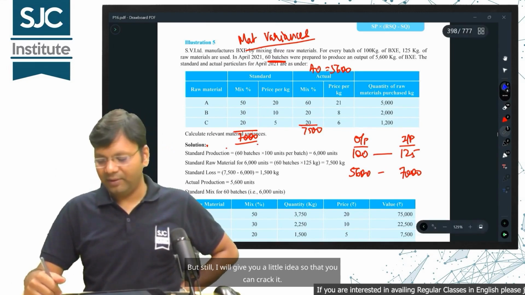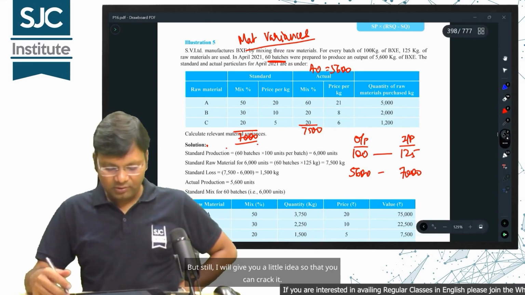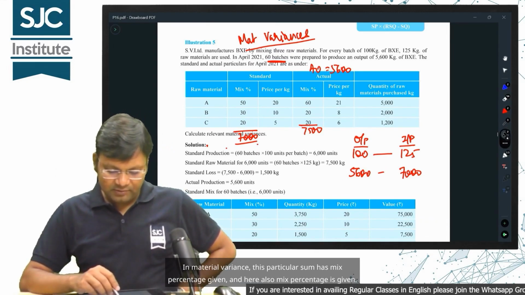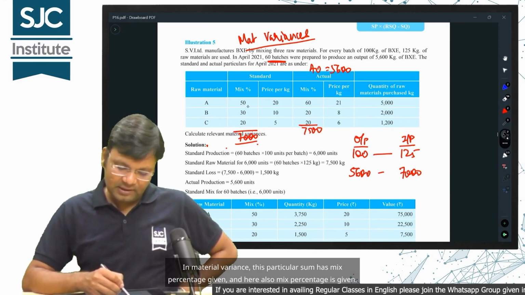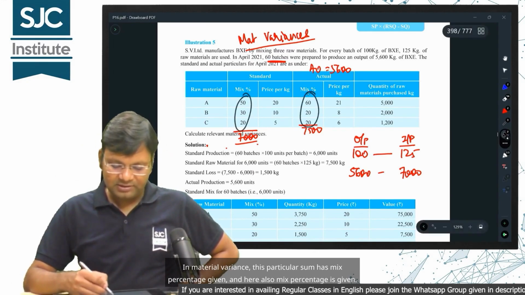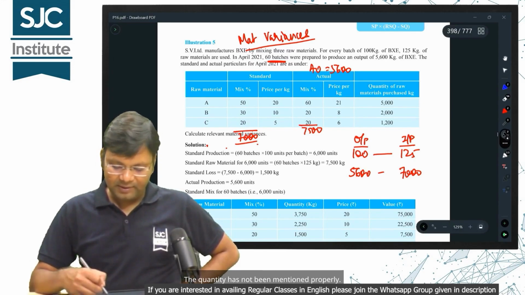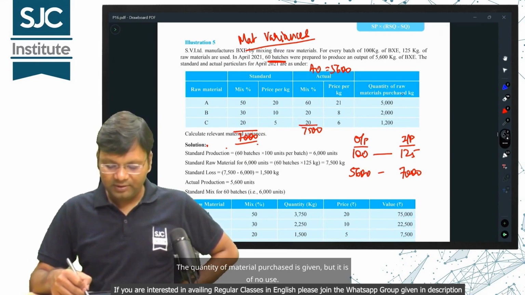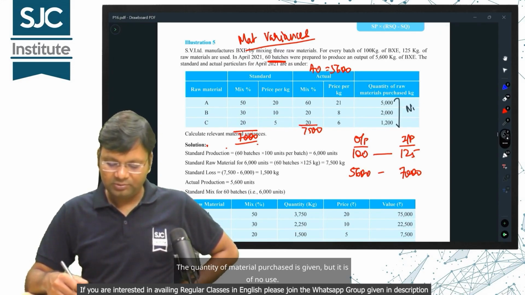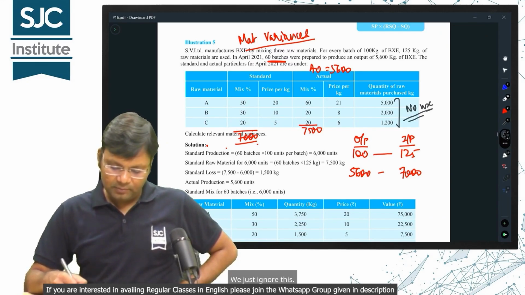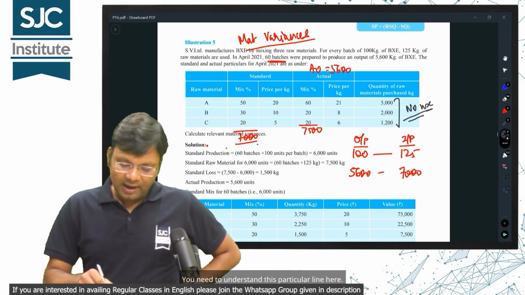But still, I will give you a little idea so that you can crack it. In material variance, this particular sum has mixed percentage given, and here also mixed percentage is given. The quantity has not been mentioned properly. The quantity of material purchased is given, but it is of no use. We just ignore this. You need to understand this particular line here.